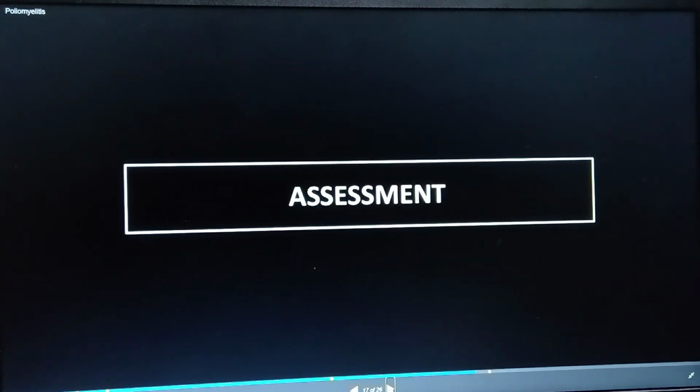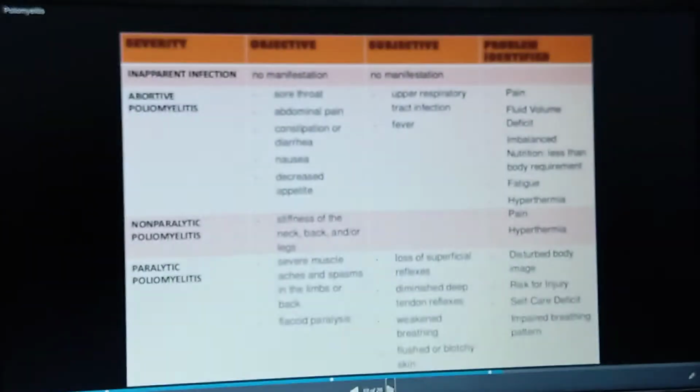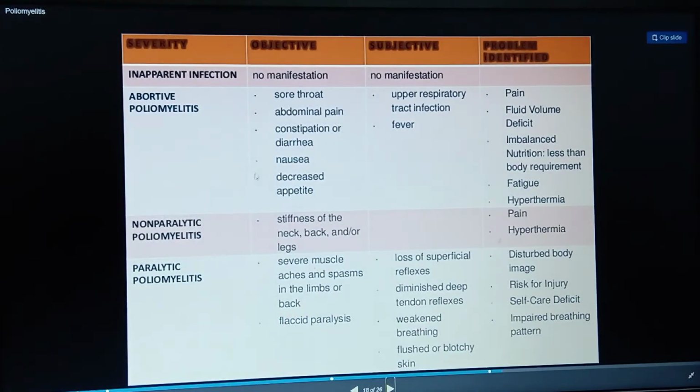And what is the assessment you are going to make? Okay, so here you have seen that the first one is an inapparent infection. They have differentiated the severity of infection and the signs and symptoms. What is the objective, meaning the manifestation they are going to observe, and what is the subjective, meaning what the patient is explaining. Okay, what is the problem identification you have done.